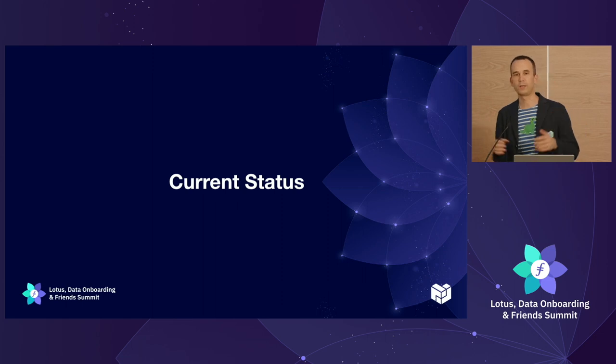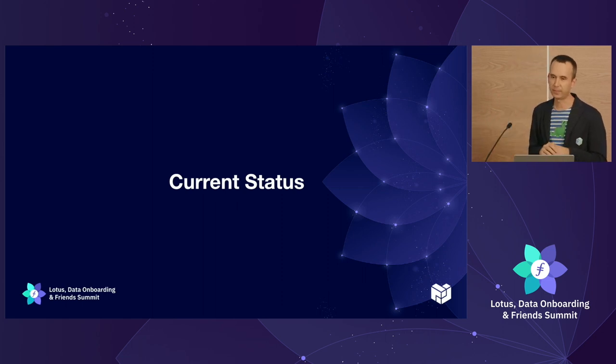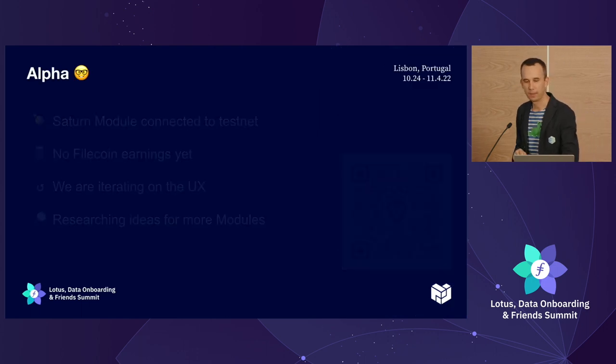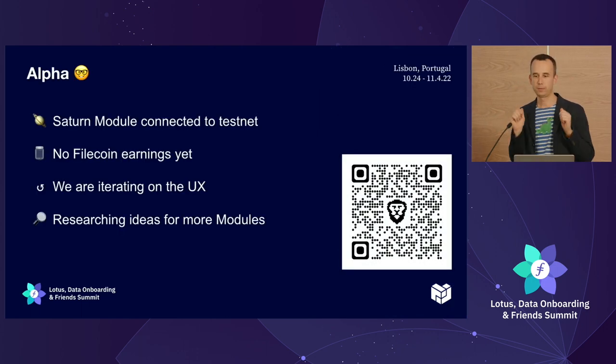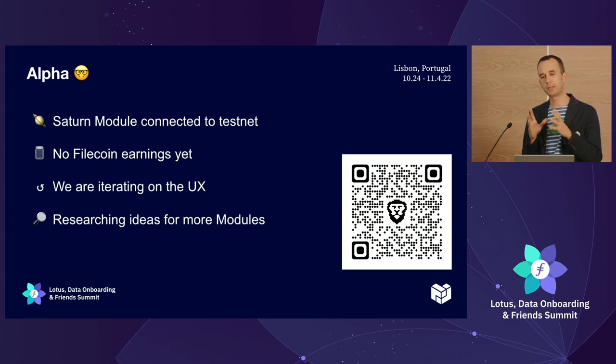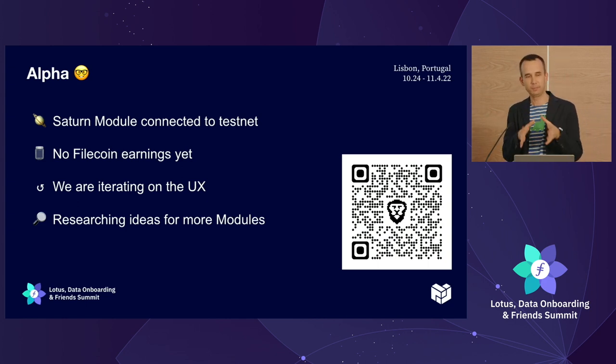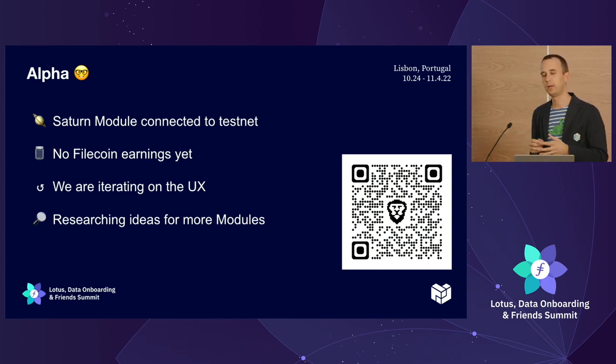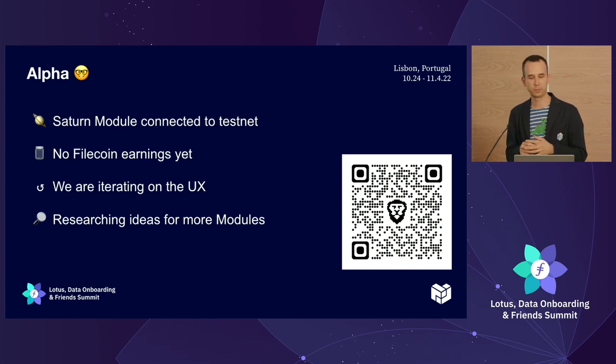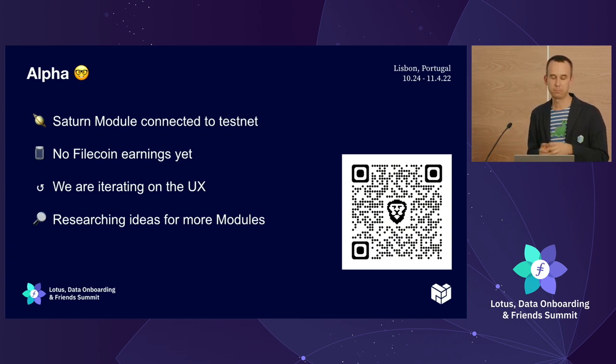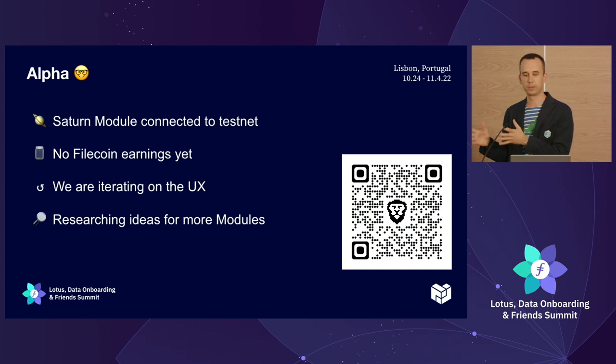So that's all cool, but where are we now? Saturn L2 launched. The Station is still in alpha. You can download the app, give it a try. You will be running the Saturn module, the L2 node, already in your application. It will be connected to the Saturn testnet. It will start receiving real traffic. And there are no Filecoin earnings yet. That's something we are working on.